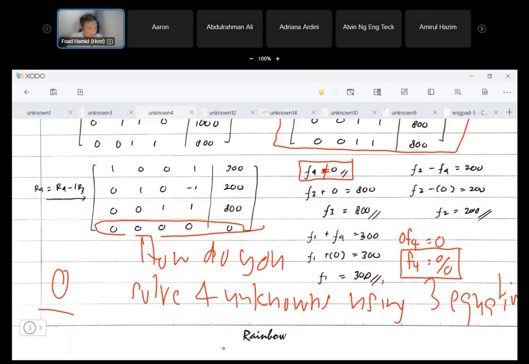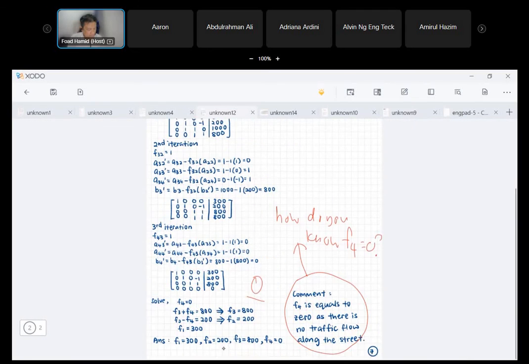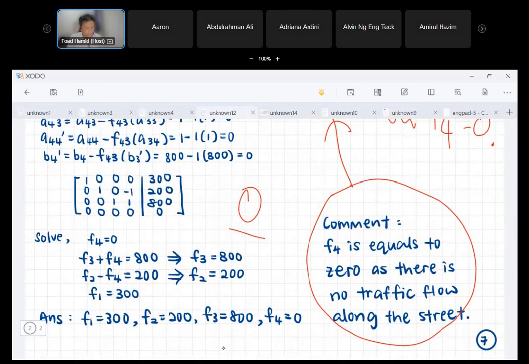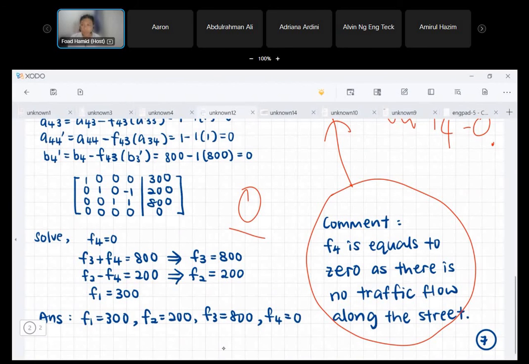All right, so next one. I think this is the same thing here. This student is commenting that F4 is equal to 0 as there is no traffic flow all along the street. So, is this true? How can you verify this? Is this an assumption? Unless the road is closed, then there's no traffic. But it didn't say anything about road closure.